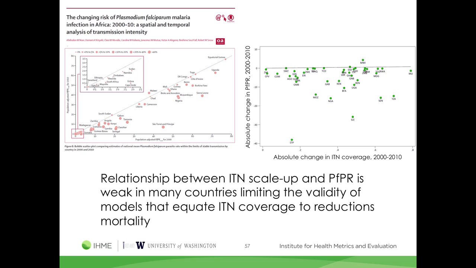And there's where we start to get concerned, because there are some countries like Nigeria or Mozambique or Sierra Leone where higher ITN coverage is associated with greater reduction in PFPR, but there's places like Malawi that had a 50% coverage of ITN scale up and an increase in PFPR, and then lots of countries on the zero line.